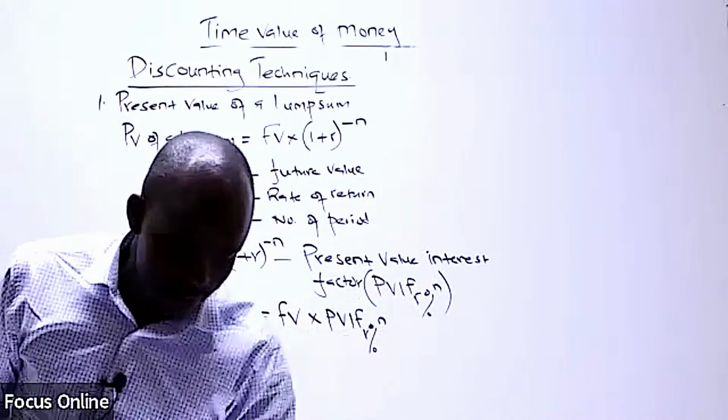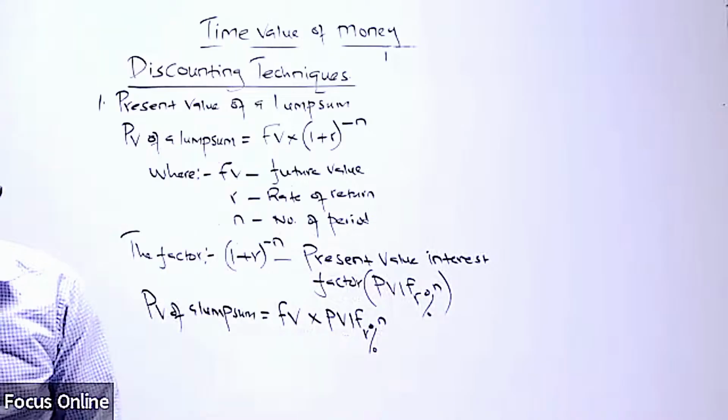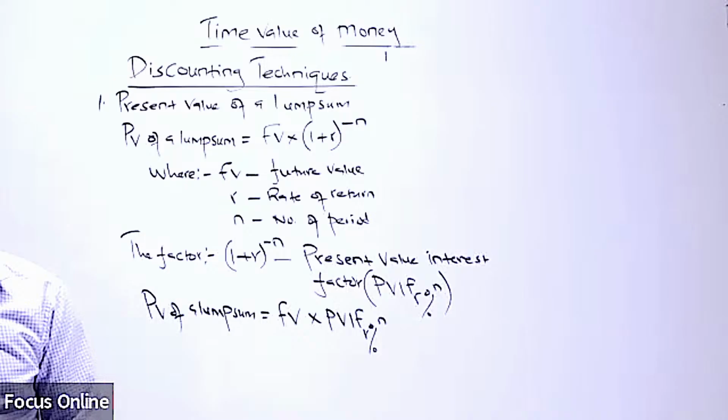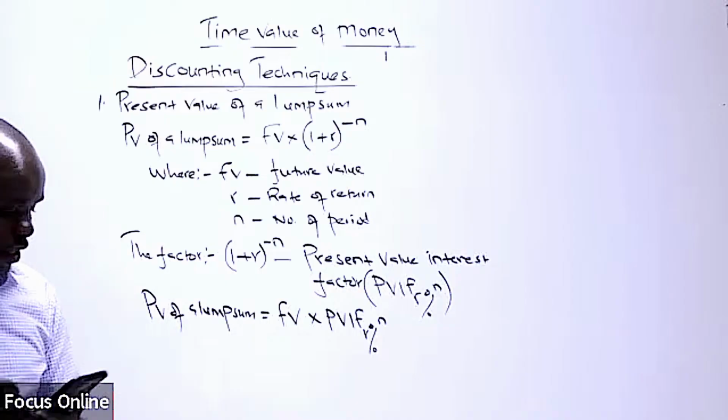So let's have an example. I want to believe we have an example there. Let's go to discounting, skipping issues to do with quarterly and semi-annual discounting. Let us go to discounting techniques, and we have an example there.